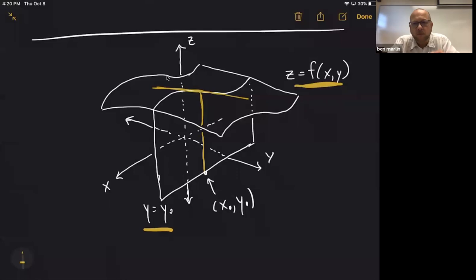But really, when you do these, it's all about the algebra.